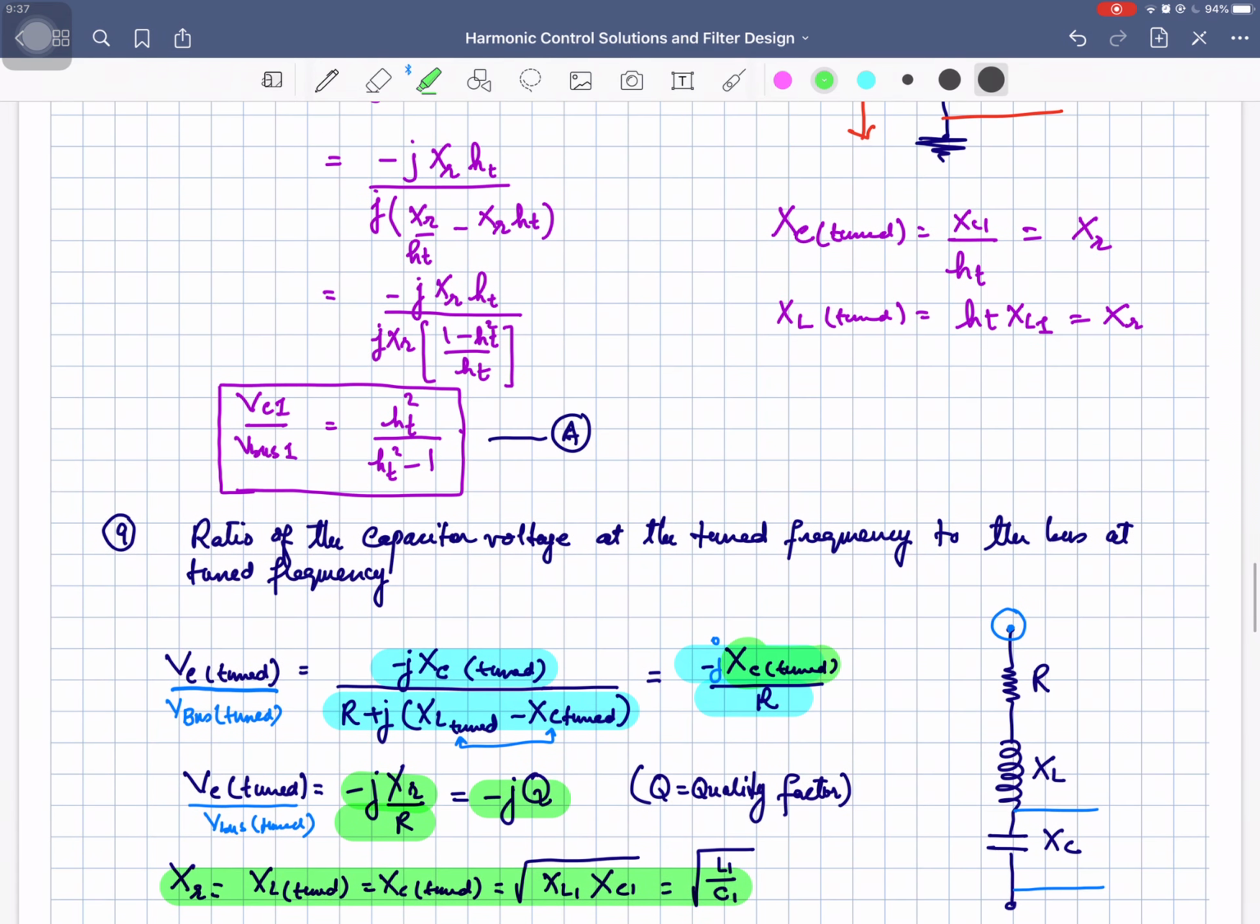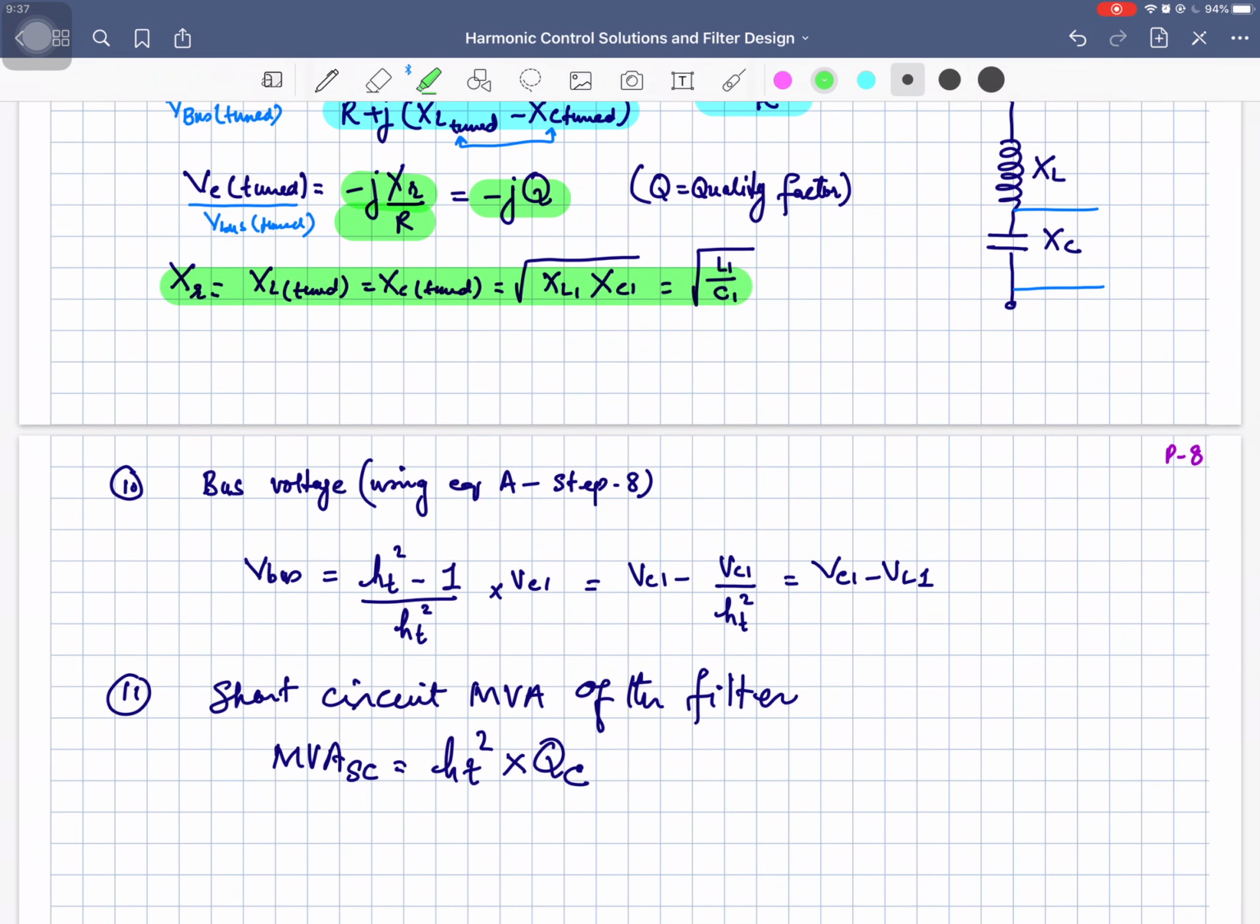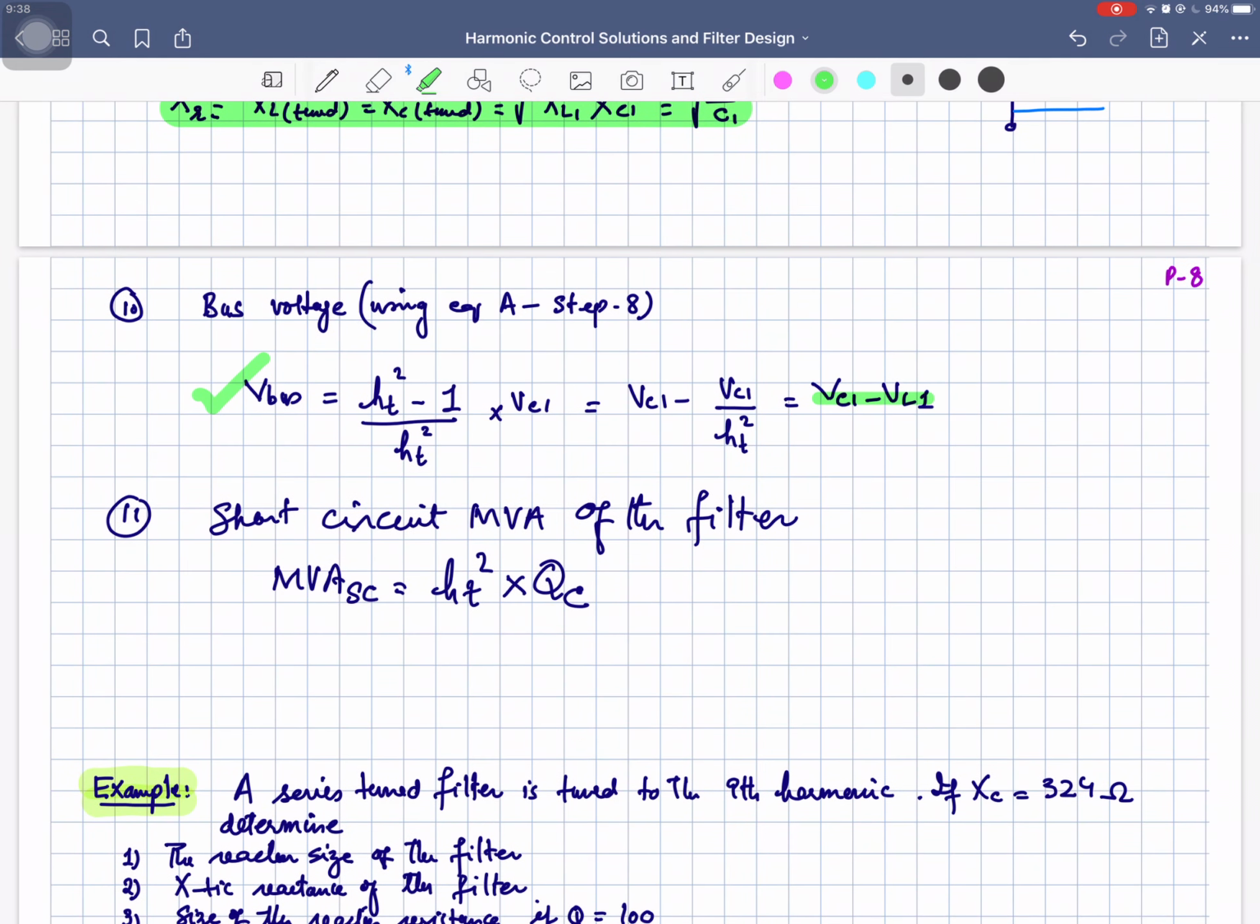Now, from this equation that we derived, relating the capacitor voltage with the bus voltage, we can find the bus voltage by rearranging that equation. That is equal to, after simplification, Vc1 minus VL1, neglecting the resistance. And then we calculate the short circuit MVA of the filter with the help of this equation. MVA short circuit is equal to harmonic factor square times the reactive power of your filter circuit.